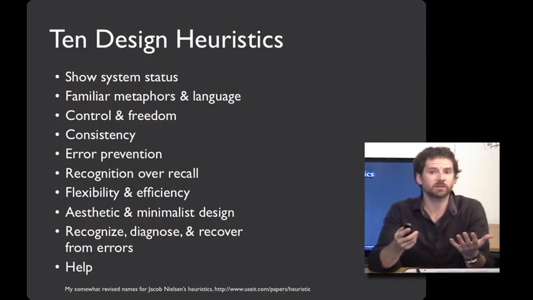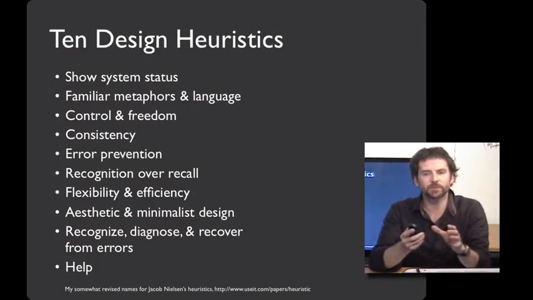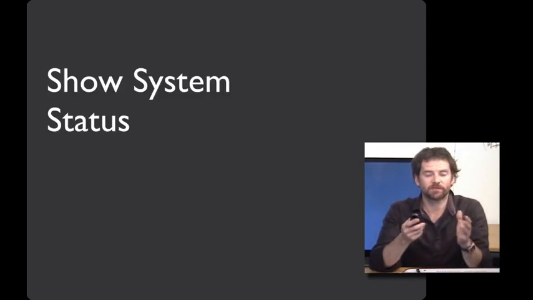Here are the 10 design heuristics that we're going to talk about. Some of these names are mine. The principles are based on Jakob Nielsen's work in heuristic evaluation. I've simply relabeled a few of them to make them, I think, clearer and shorter. And so let's jump in. The first of these principles is show system status.